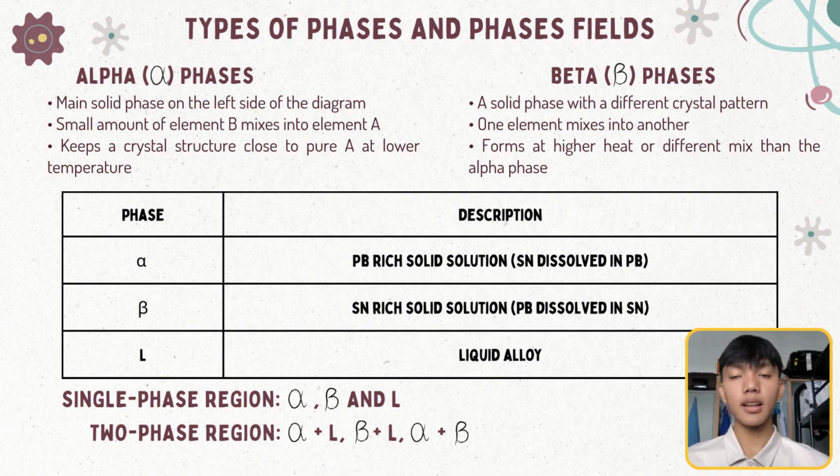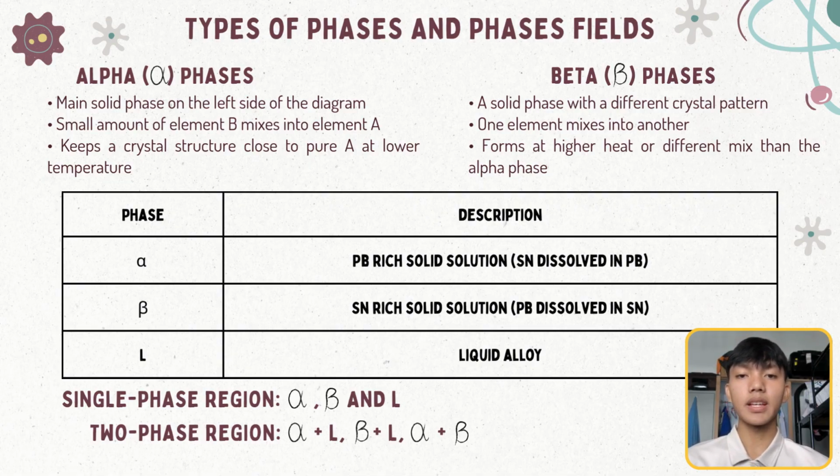The Pb-Sn phase diagram consists of three main phases. The first one is the alpha phase. It is a lead-rich solid solution, where tin is dissolved in lead. This phase is found on the left side of the phase diagram. The second one is the beta phase. You can find this phase on the right side of the diagram. In this phase, it is a tin-rich solid solution, where lead is dissolved in tin. The third one is the liquid phase. This phase is the fully molten alloy.